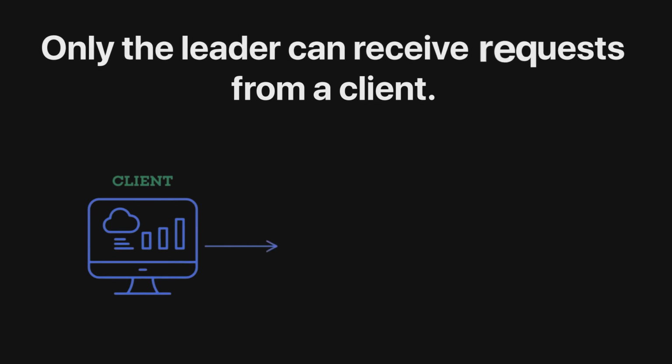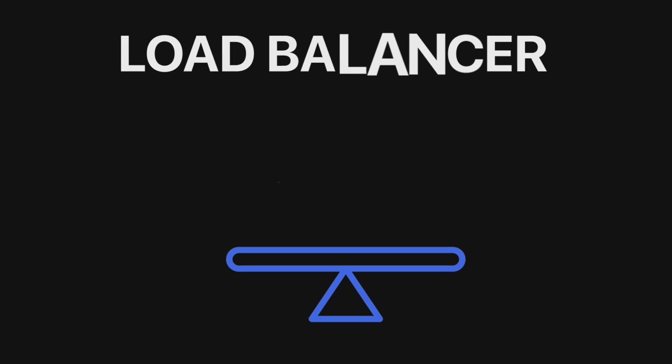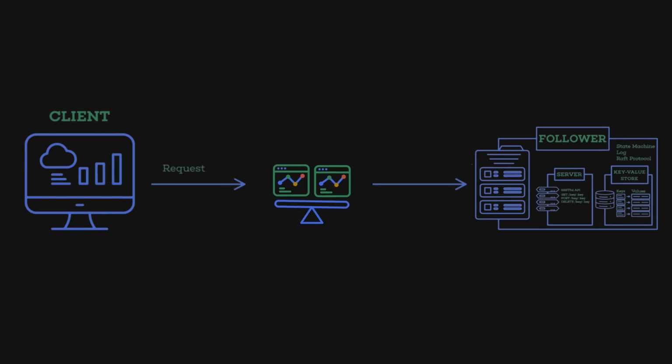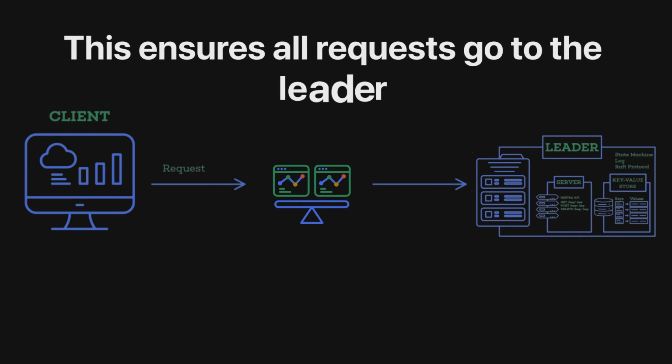Only the leader can receive requests from a client. In case the client tries to send a request to a follower, we place a load balancer in front of the cluster to redirect this request to the leader. This ensures all requests go to the leader.